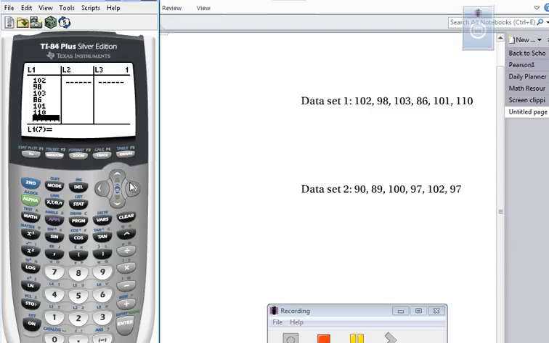And while we're here, we'll get the second data set in there also. So I just pushed over, and I'm in list 2. Make sure it's clear, so hit Clear, Enter. And now I can type in my list 2. 90, 89, 100, 97, 102, 97. So I have 2 sets of data, and each of them have 6 numbers in each list. So go ahead and hit 2nd Quit and go to your home screen.